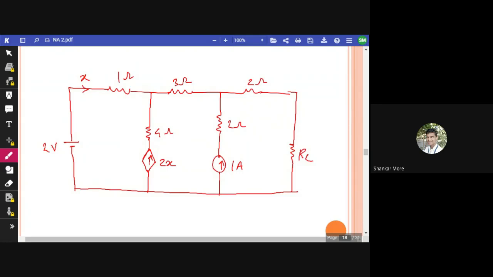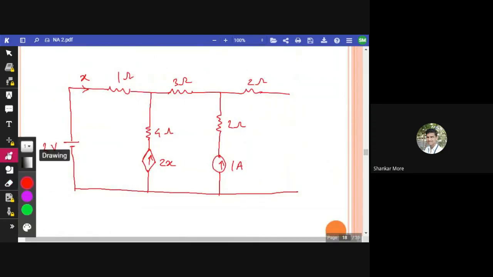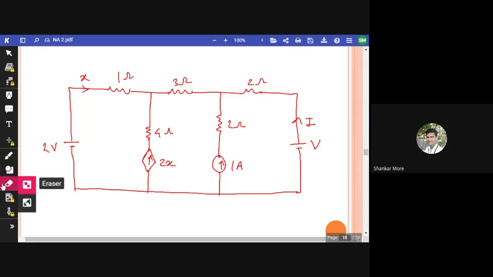Okay, so these are the sources we have. First thing, remove RL, replace it with V, and the current I is flowing through it. Let me tell you guys how you are going to do it. See, I have removed RL from here, and as I said, you have to put one voltage source V here. So this is voltage source V, and current I is flowing through this. Now the next step is, we have to replace all the independent voltage sources and current sources by their internal resistances. So the current source here will be an open circuit, meaning there will be nothing here, and the voltage source here will be a short circuit.